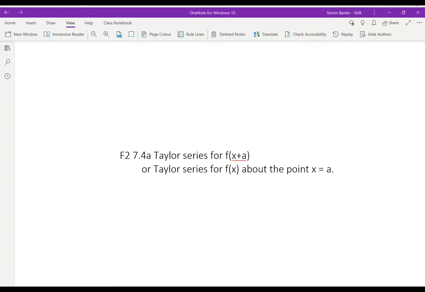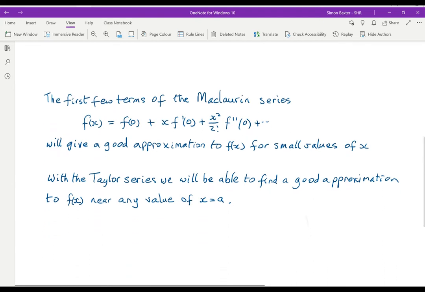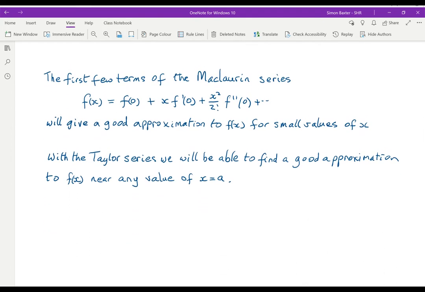Today I'm going to look at the Taylor series. The Taylor series and the Maclaurin series are very, very similar. In fact, you can think of the Maclaurin series as being a special case of the Taylor series. The first few terms of the Maclaurin series, f(x) = f(0) + x f'(0) + etc., will give a good approximation to f(x) if we have small values of x.